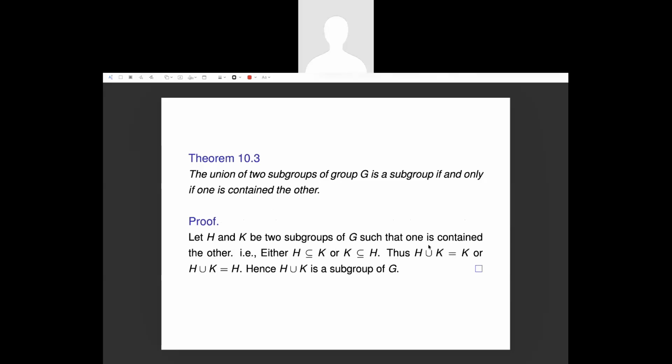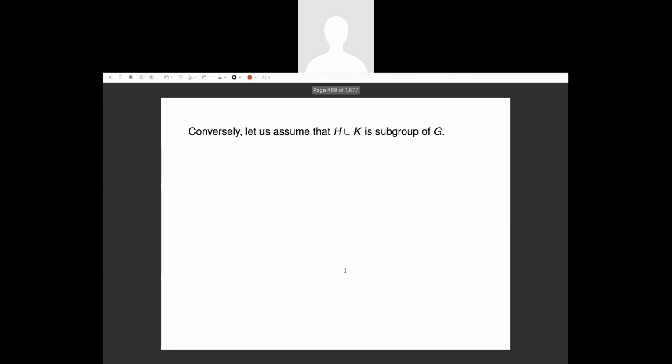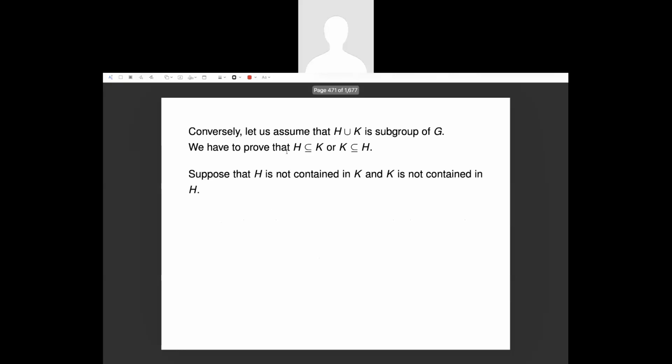So if H union K is equal to K, then H union K is a subgroup, and if H union K is equal to H, then H union K is a subgroup. So this means H union K is a subgroup of G. Now one way is trivial. Now if we say that H union K is a subgroup of G, then we can say that either H contains K, or K is contained in H. So we have to prove that.